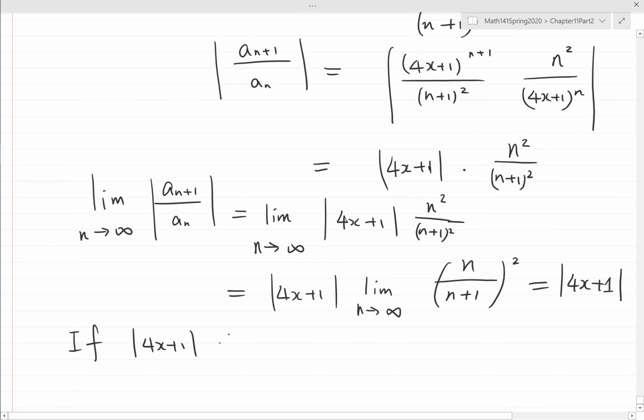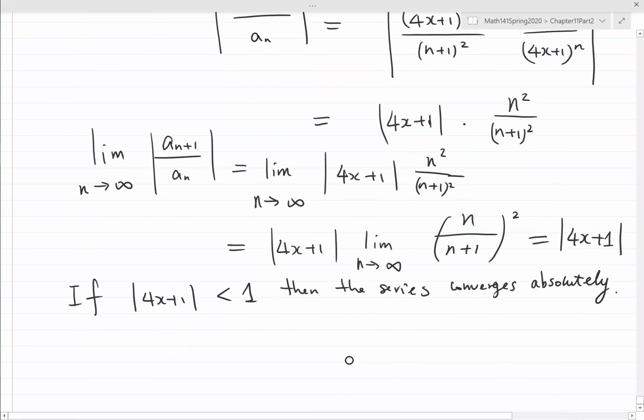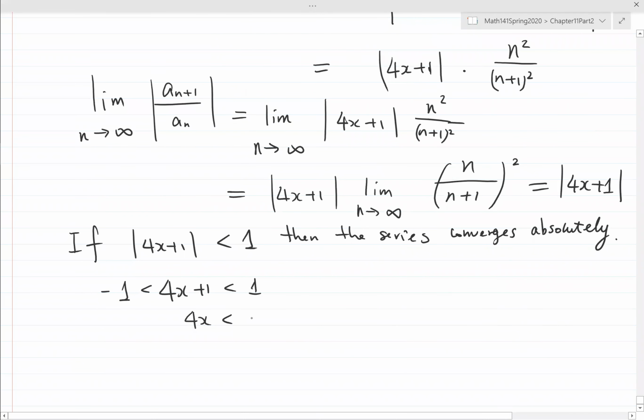Now the ratio test says if this ratio, the absolute value of 4x plus 1, is less than 1, then the series converges absolutely. Now if the ratio is greater than 1, the series diverges. So we don't need to consider the case when this absolute value is greater than 1. Then the series converges absolutely. And then we need to consider the boundary. In this case, 4x plus 1 is bounded by 1 and by -1. So 4x is bounded by 0 and -2. Then x is bounded by 0 and -1/2.